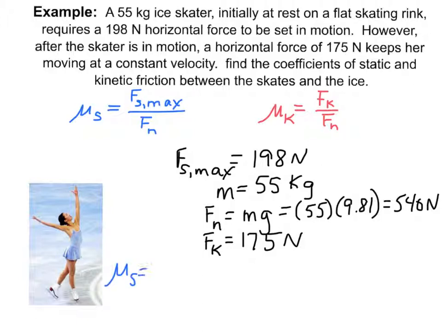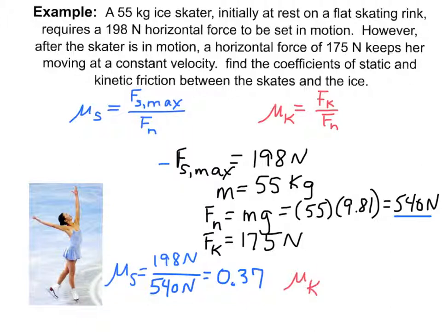We know the coefficient of static friction is going to be equal to the maximum force of static friction, 198 newtons, divided by the normal force, which is 540 newtons. And when we divide those numbers, we get a coefficient of static friction of 0.37. Notice that the newtons cancel out, the units cancel out, so coefficients of friction are unitless.